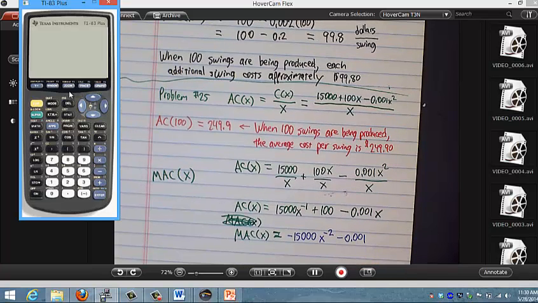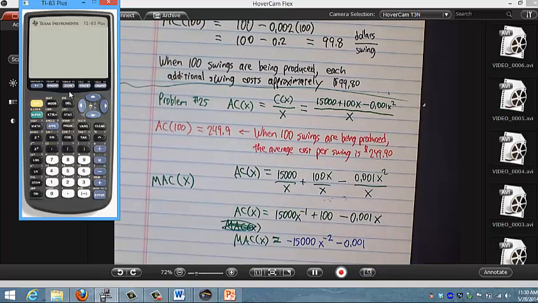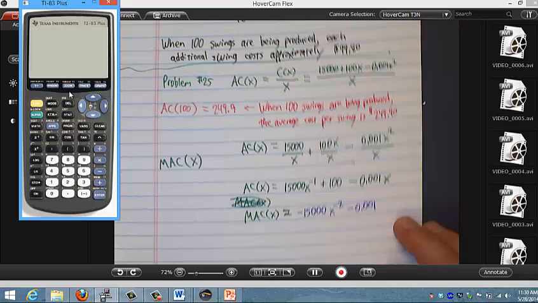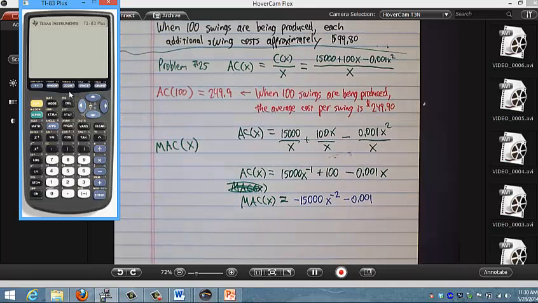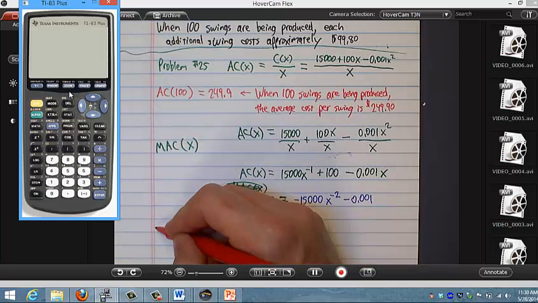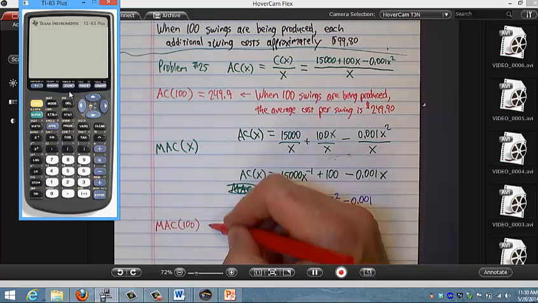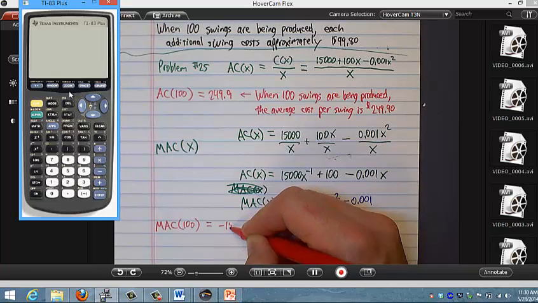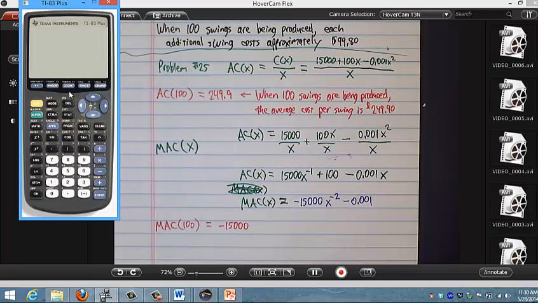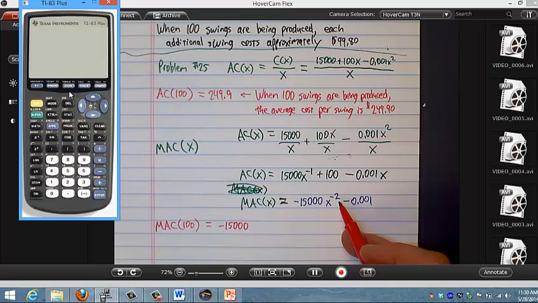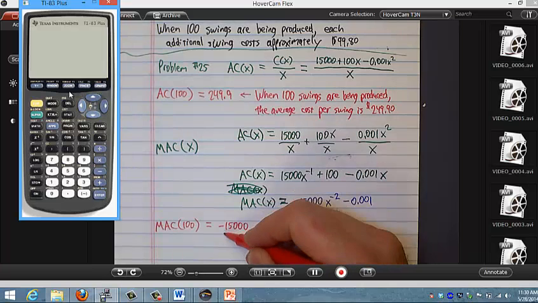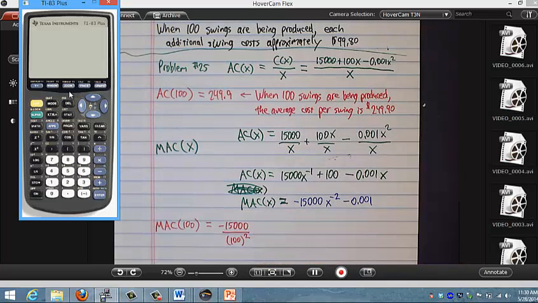So now what do we do? Last thing they wanted: find the marginal average cost of 100 and interpret it. All right, I'll do that. So let's see. MAC of 100. Well, it would be negative 15,000 x to the negative 2. That means over x squared, right? So I could write it that way.